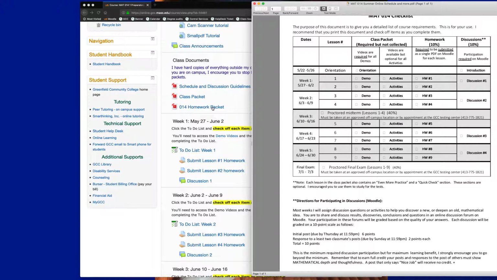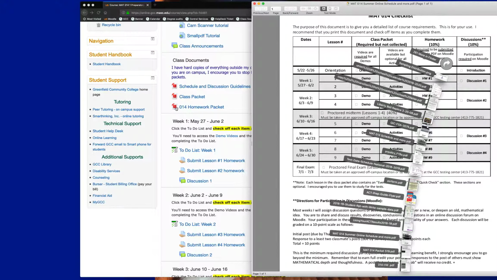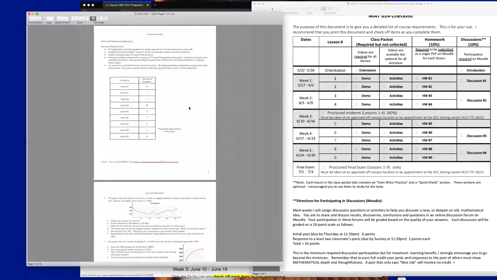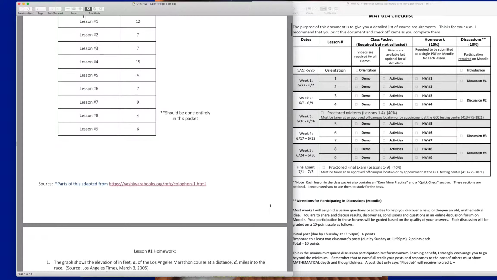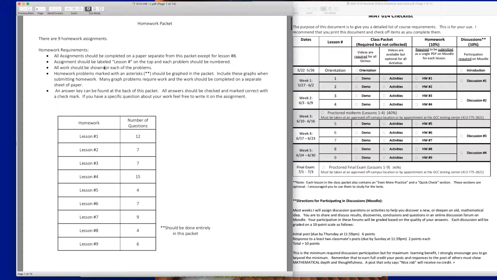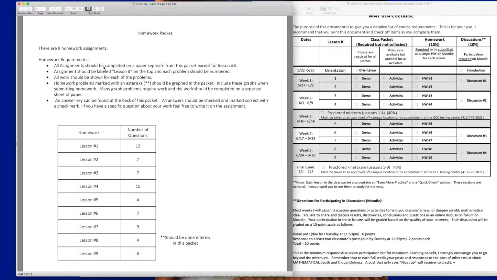The last document is the homework packet. And so if you click on the homework packet, did I open that one? Oops. The homework packet will look like this. Also, this is printed and outside my office if you'd like to pick up the hard copy.